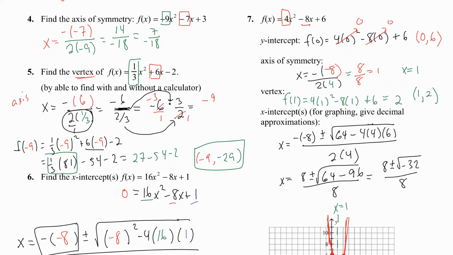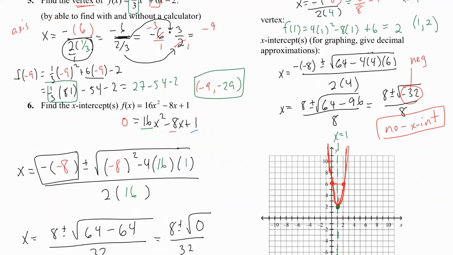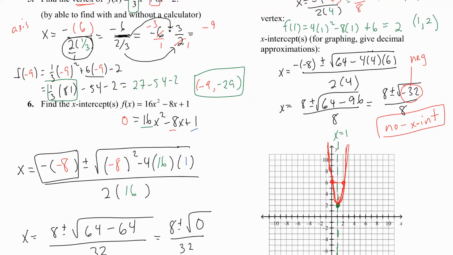And right there, we can just stop when we're dealing with x-intercepts. Because if you were to try that on the calculator, the square root of negative 32, you will get an error message. So once you see a negative root, you're going to stop and say there is no x-intercept if we're dealing with functions. So this is for functions. And we can see that from the graph. That makes sense. It doesn't cross the x-axis.